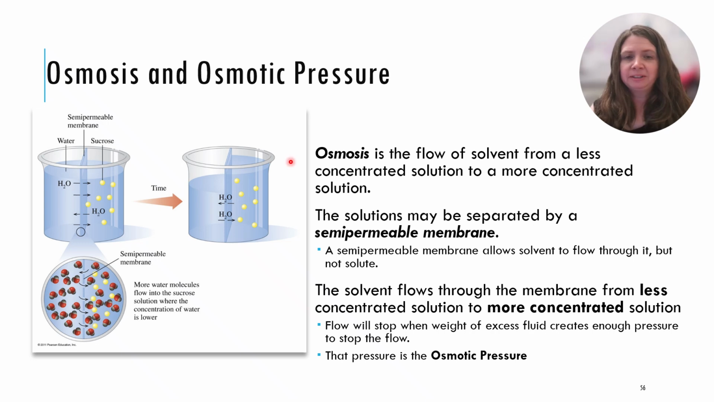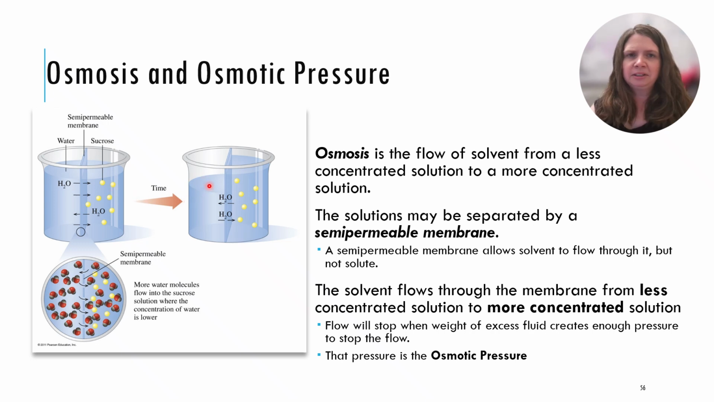Osmotic pressure is another colligative property. Osmosis is the flow of solvent from a less concentrated solution to a more concentrated solution through a semi-permeable membrane that allows solvent but not solute to pass. Consider a container divided by a semi-permeable membrane with pure water on one side and a sucrose solution on the other. Water flows from the pure solvent side into the sucrose solution.